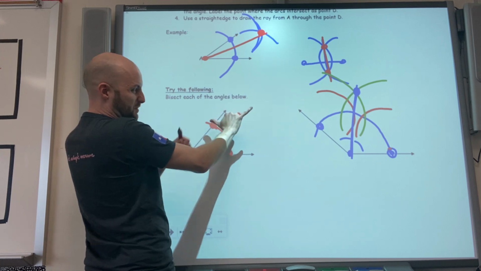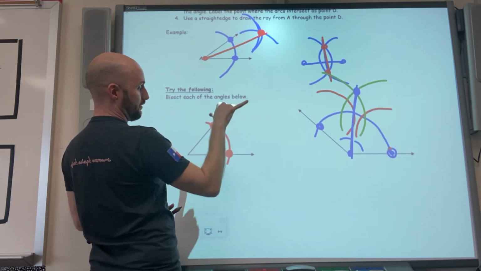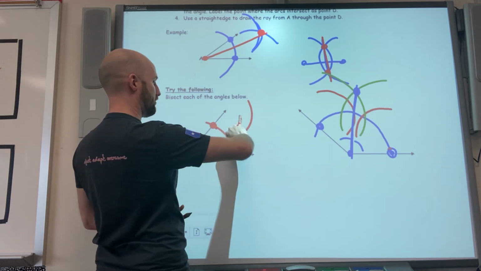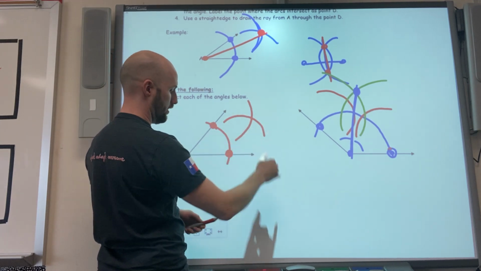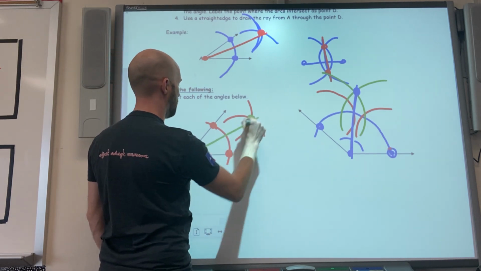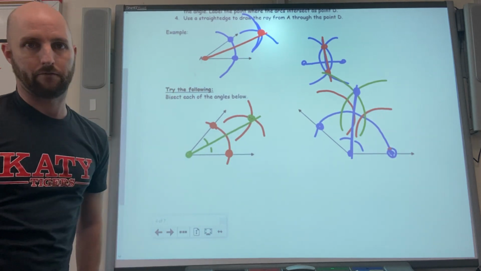So I'm gonna stretch my fingers as far as they will go and stabby point on each of these points and make these two arcs. Stabby point here, make this arc. That intersection connected with this one will perfectly cut this angle in half.